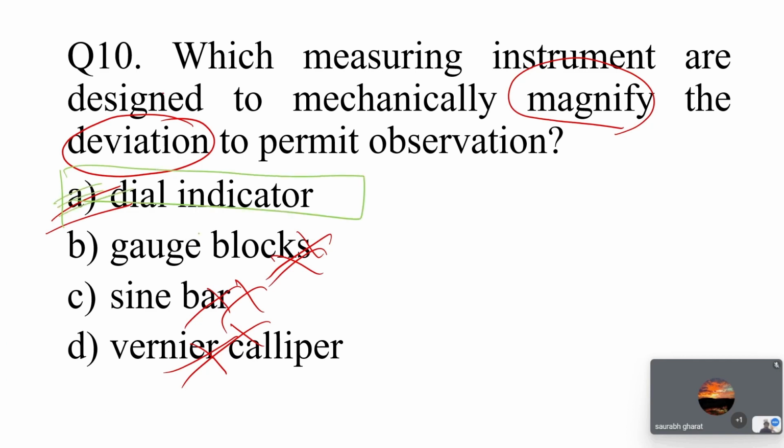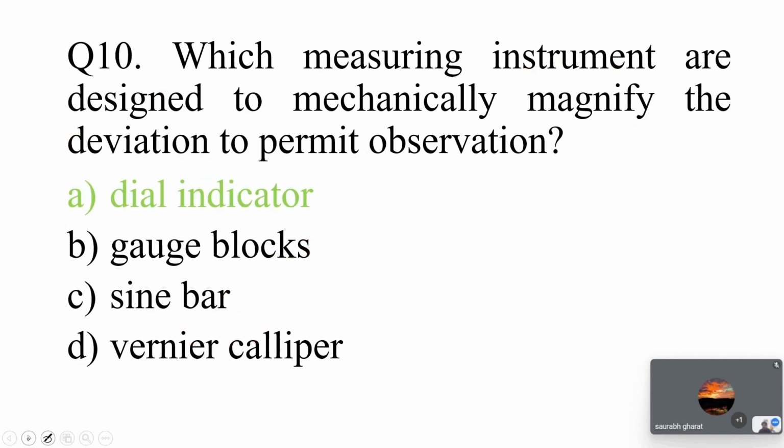So, to permit observation, the dial gauge is the only correct answer. Only this can act as a mechanical amplifier to permit observation. So the dial gauge is the correct answer.